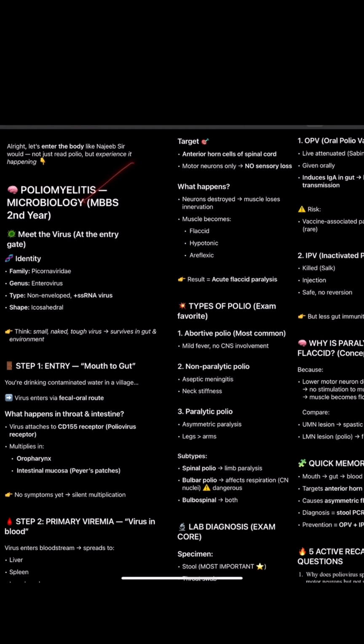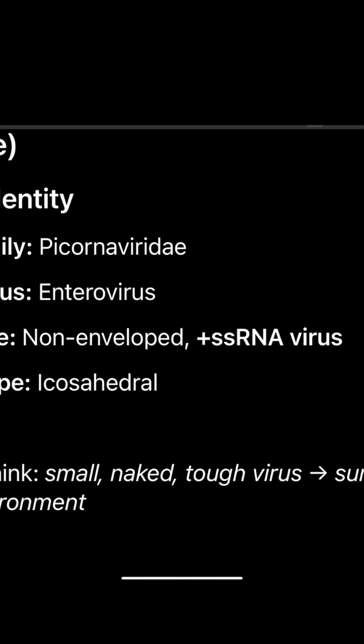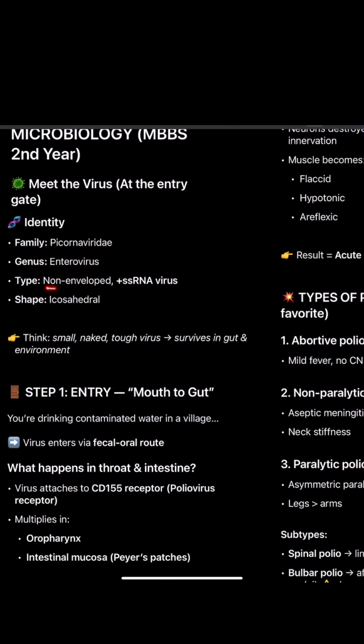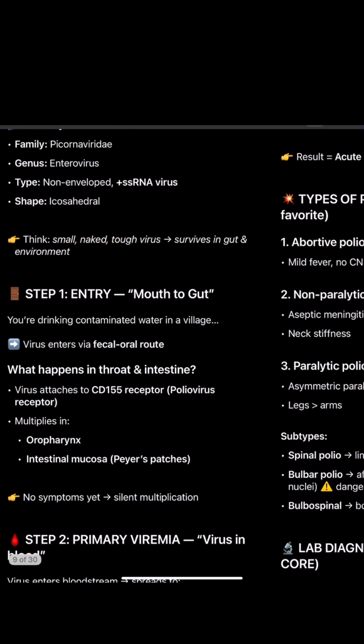Now talking about poliomyelitis, it is caused by poliovirus of the family Picornaviridae. Pico means 10 to the power minus 12 meter, which means it is a very small virus. From the genus enterovirus, it's a non-enveloped, positive sense single-stranded RNA virus, and icosahedral is its shape, that is 12 vertices and 20 facets. So it's a small, naked, tough virus. It survives in the gut and the environment.